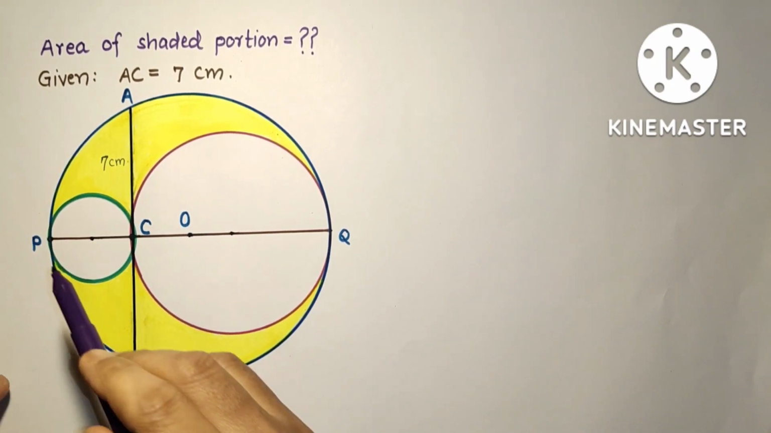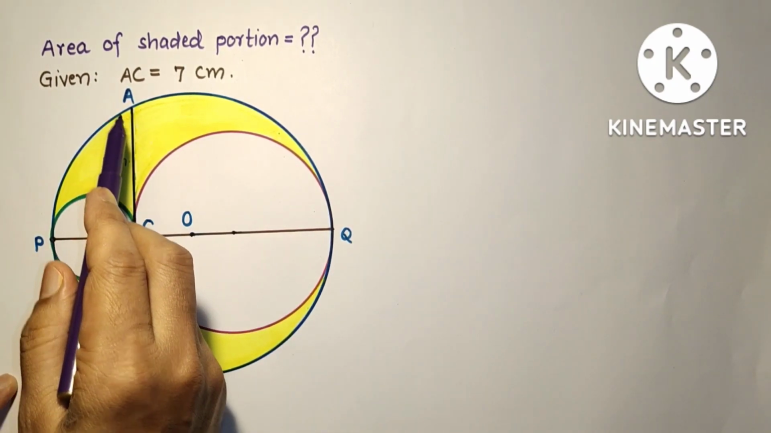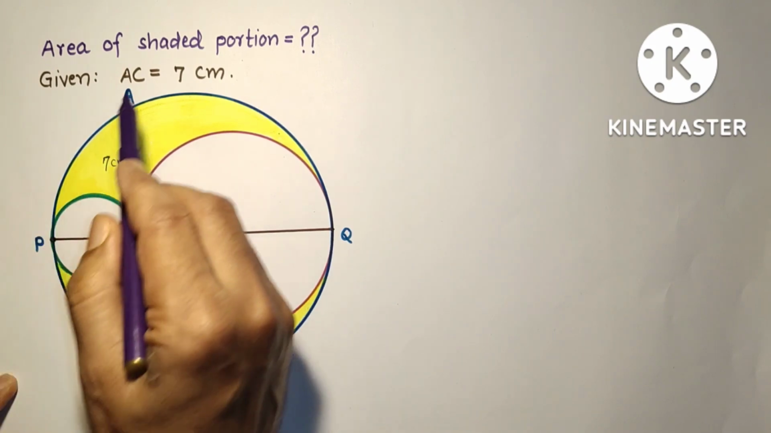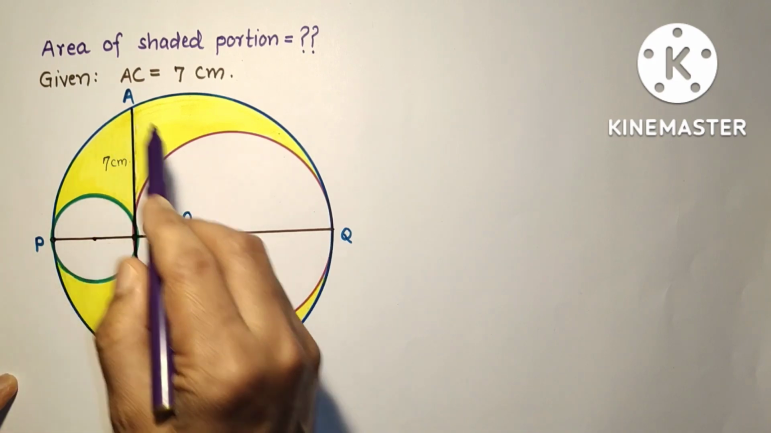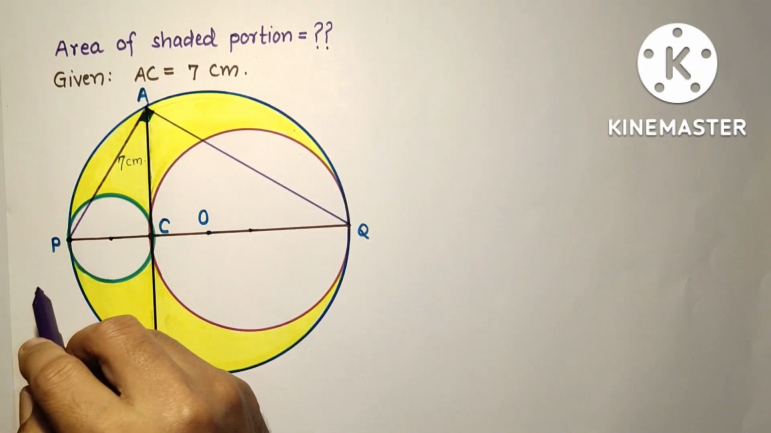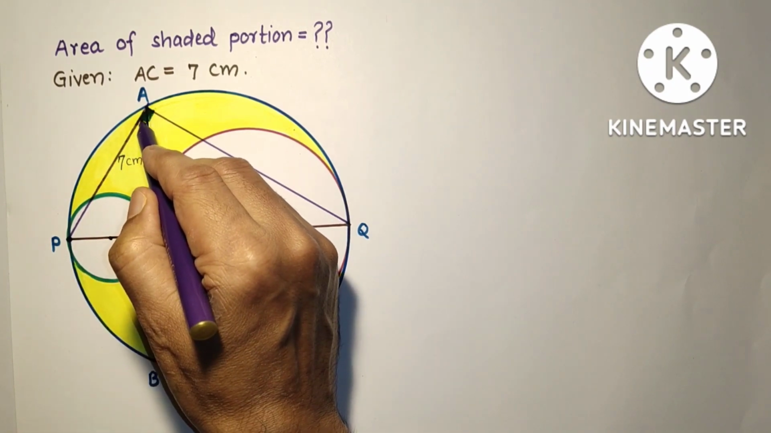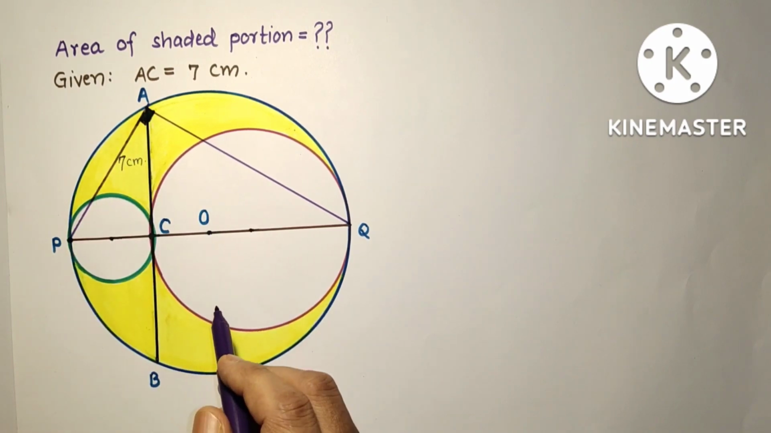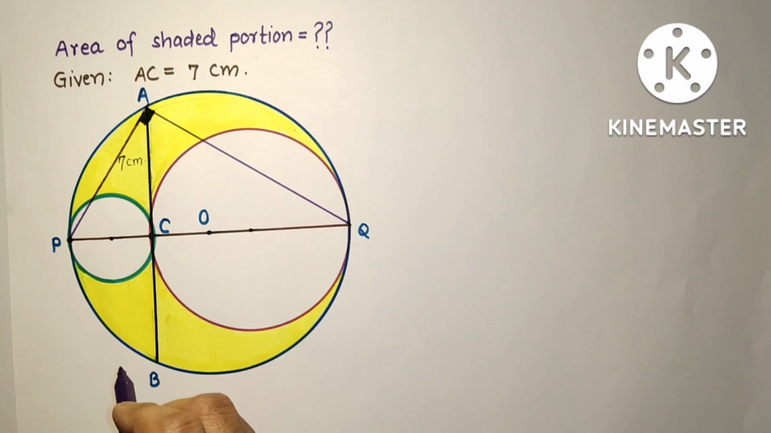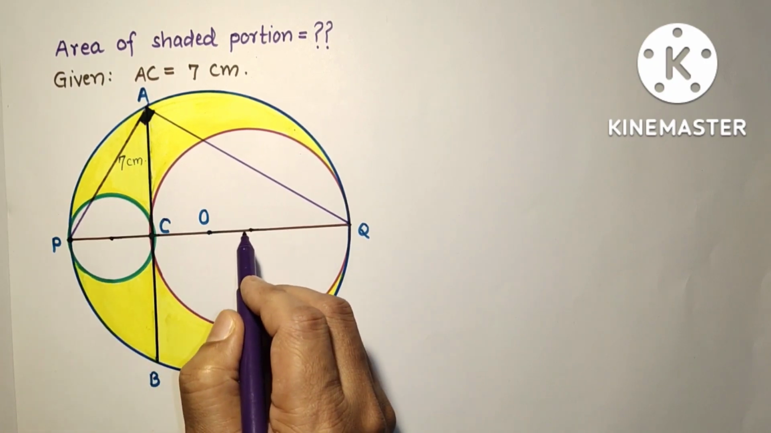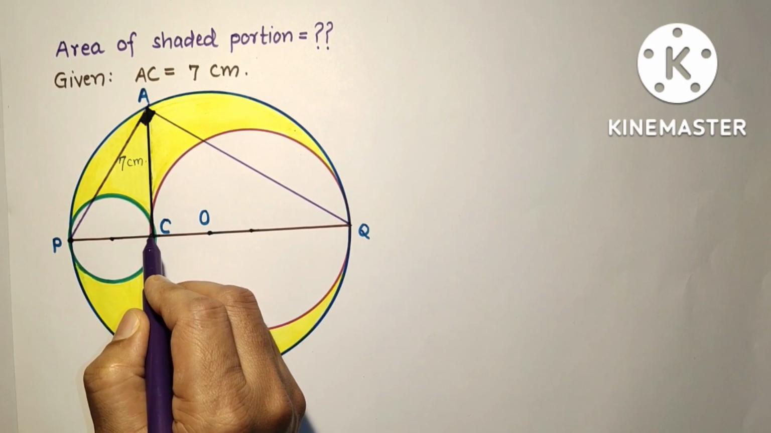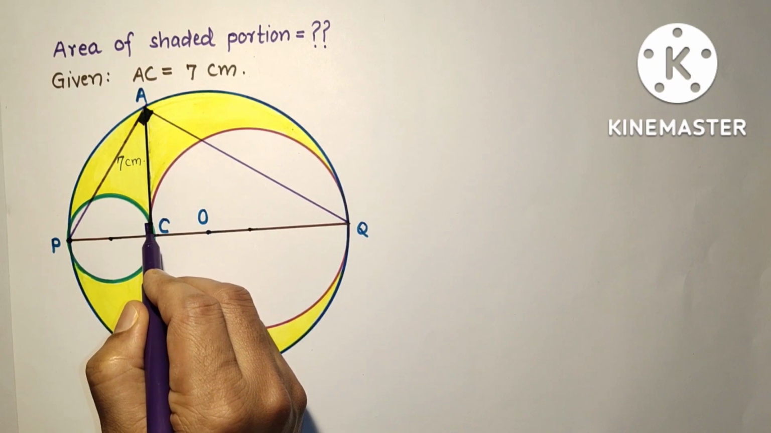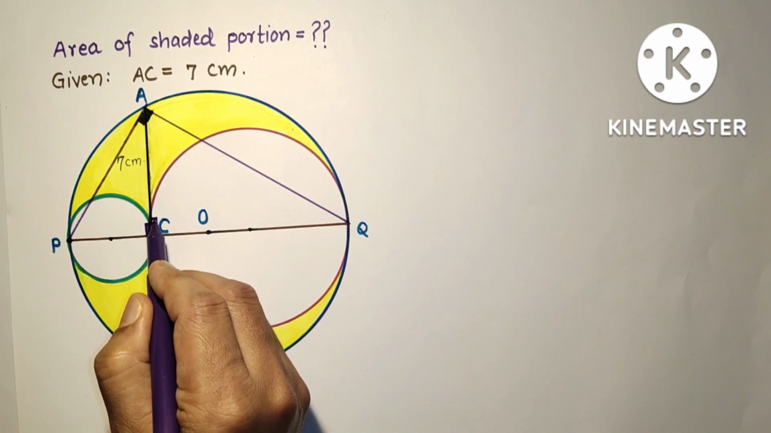portion. Now, if we join PA and AQ, the triangle PAQ will be a right angle triangle because the angle is subtended by diameter. So, triangle PAQ is a right angle triangle, right angle at A, because this is the diameter's angle. And this AB is tangent, and the diameter at the point of contact with this tangent will make a right angle. So this is 90 degrees, or this is also 90 degrees.